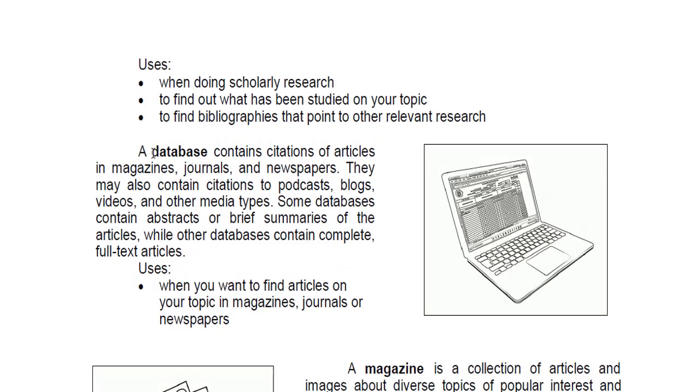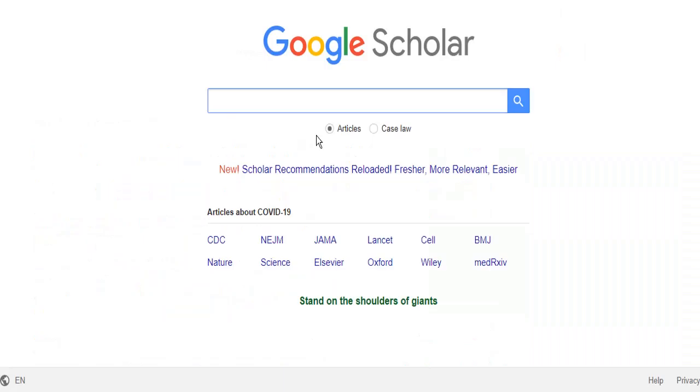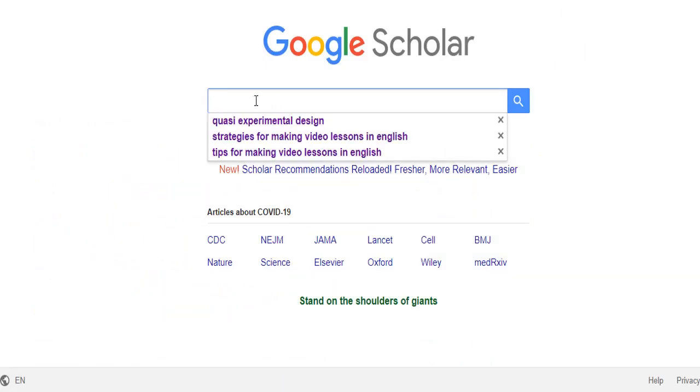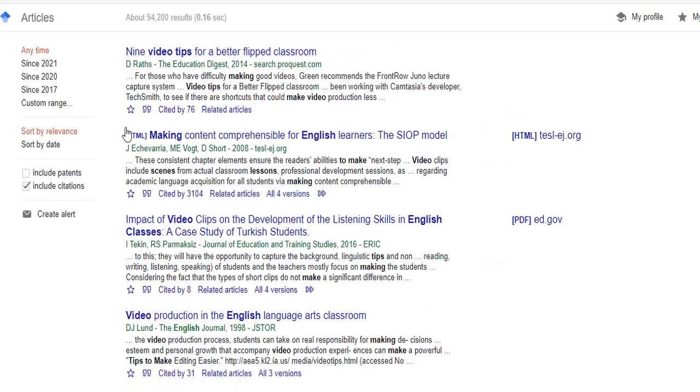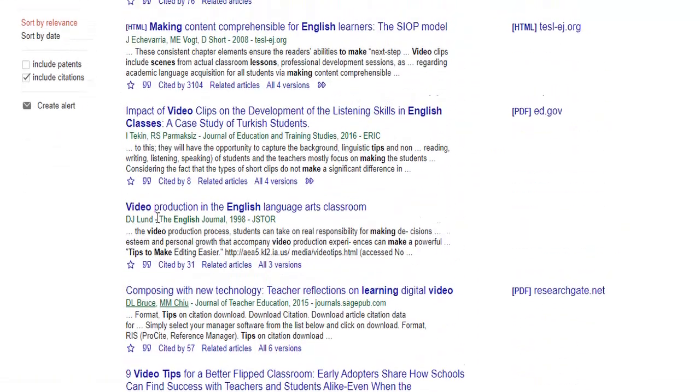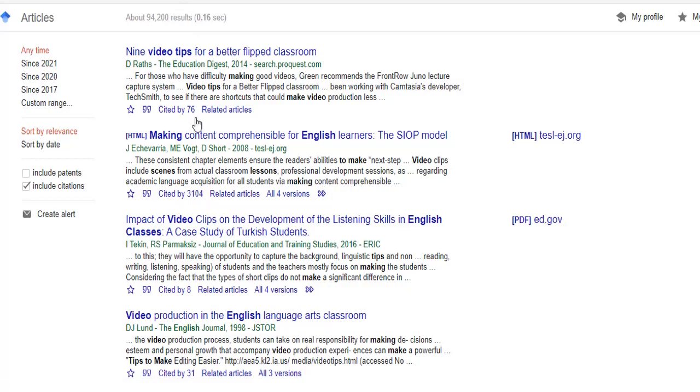A database, on the other hand, is almost the same as the database being used by the DepEd, the Department of Education. A database contains citations of articles in magazines, journals, and newspapers. They may also contain citations of podcasts, blogs, videos, and other media types. When we say database, it is almost the same as Google, just like this one. For example, you want to search for tips for making video lessons in English. When you search that, you can find lots of articles. So this one is almost the same as a database.